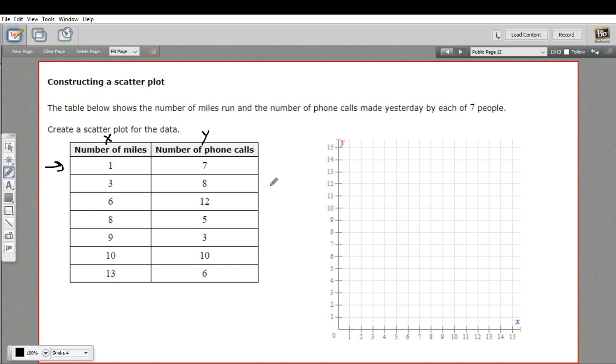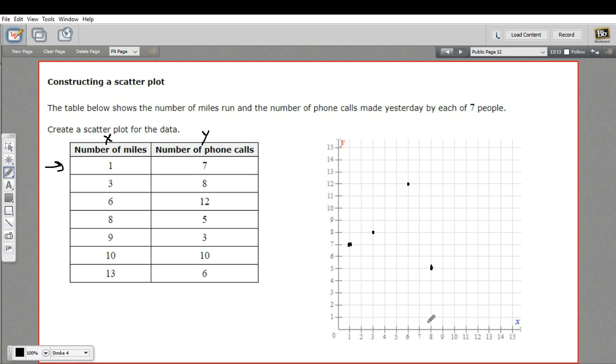That would just be the point 1, 7. So that would be right here, 1 on the x, 7 on the y. And then to continue, we would just plot each of these points. So x3, y8, let's plot that one. That's right there. And then 6, 12, so 6 and 12. And 8 and 5, be right there.